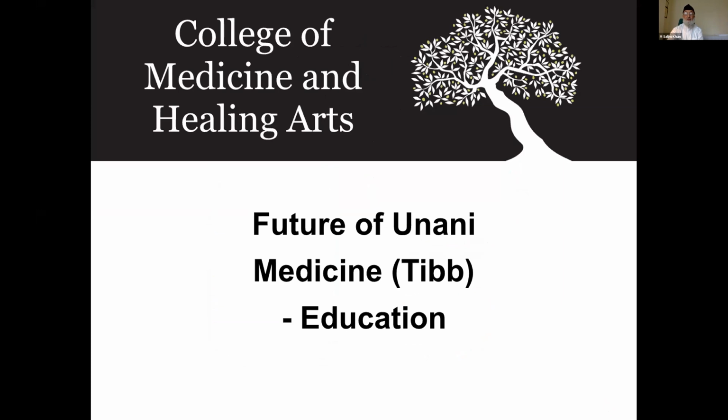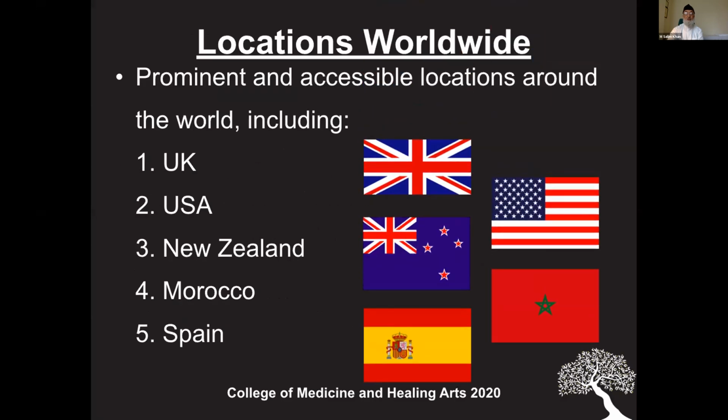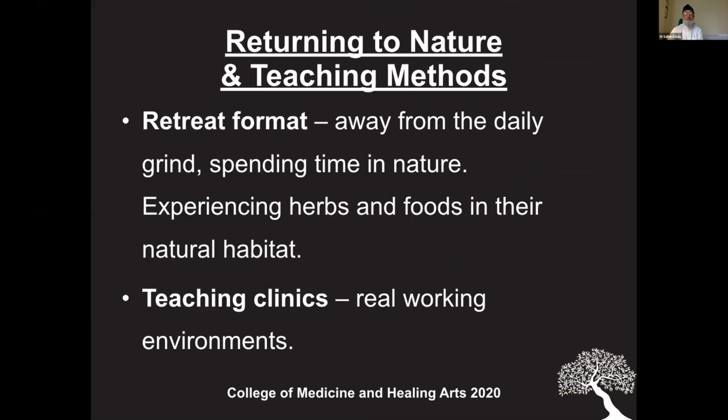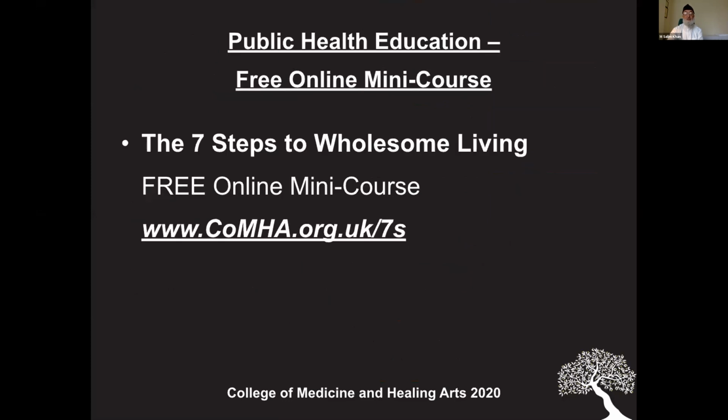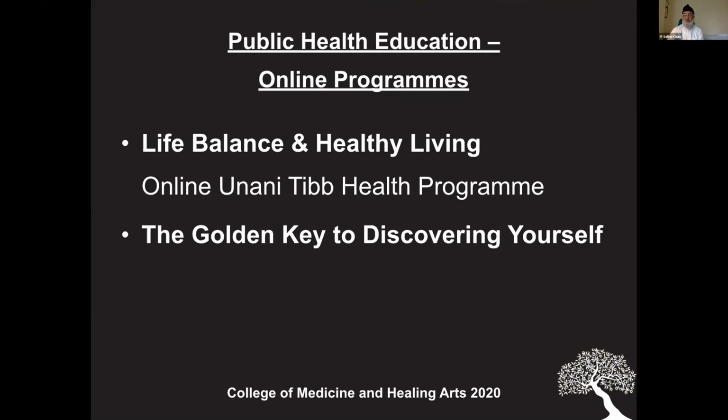So, the future of Unani medicine: again, the college is a not-for-profit organization. We have various locations where we go and train people. Currently, we have many hundreds of students from more than 19 countries. We use what we call a return to nature retreat format, which helps people to live the experience. Again, we have the beginning of some free courses for the public. We have some online courses which people can take.